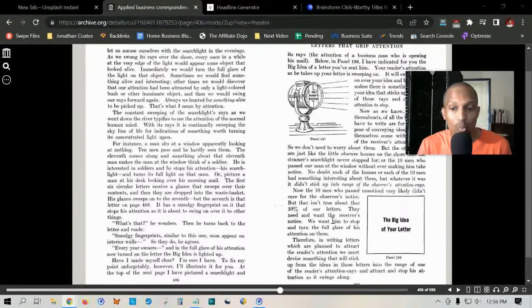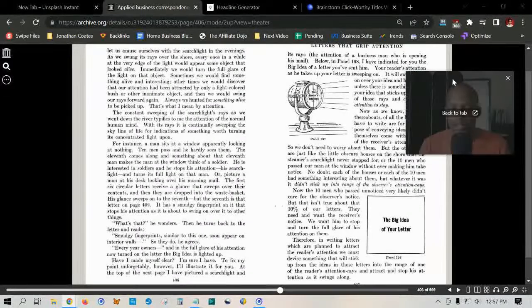They need and want the receiver's notice. We want him to stop and turn the full glare of his attention on them. Therefore, in writing letters which are planned to attract the reader's attention, we must devise something that will stick up from the ideas in those letters into the range of one of the reader's attention rays and attract and stop his attention as it swings along.